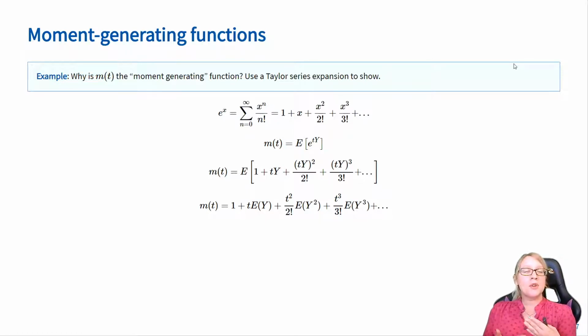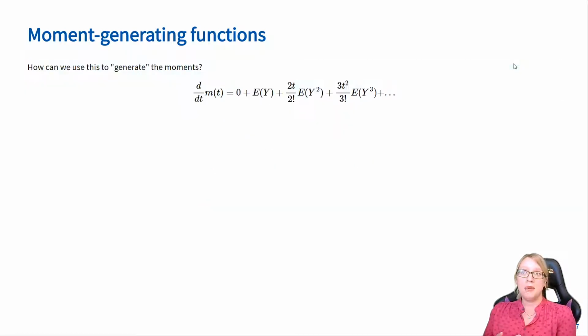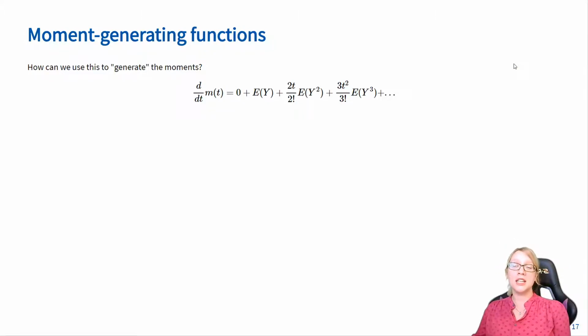Now, how do we get the moments of a distribution back out? Well, we'll do that by taking derivatives. We'll take derivatives with respect to t. So let's take the first derivative with respect to t of the moment generating function, and we get something that looks like this. We get 0 plus the expected value of y plus 2t over 2 factorial times the expected value of y squared plus 3t squared over 3 factorial times the expected value of y cubed.